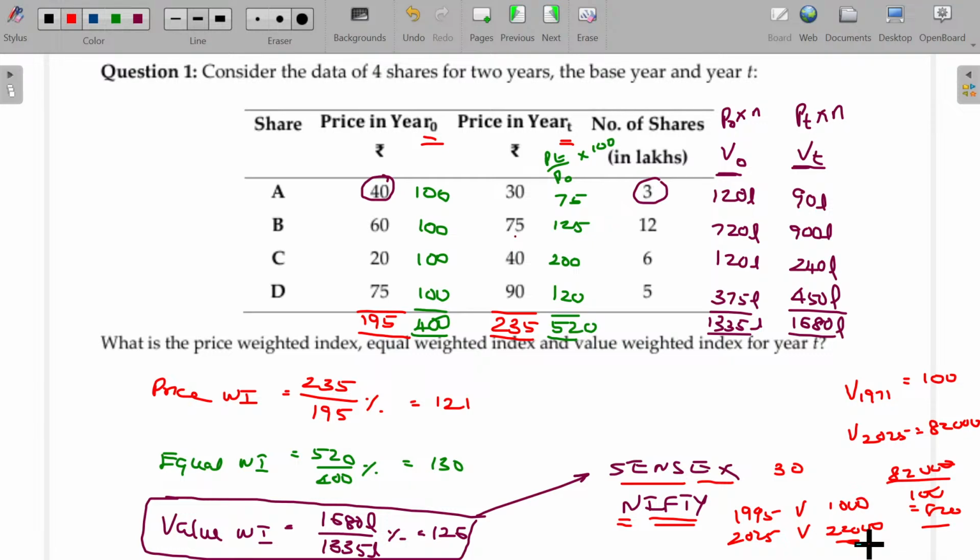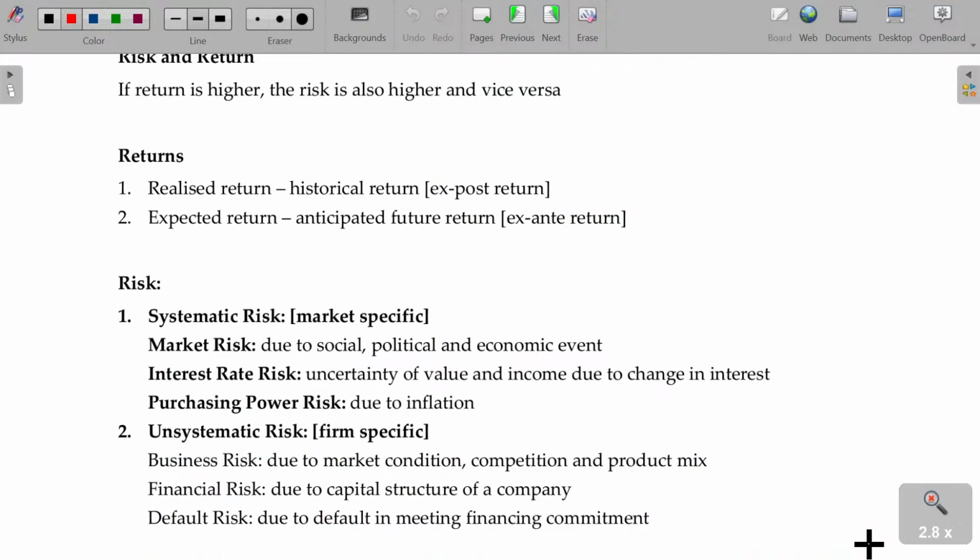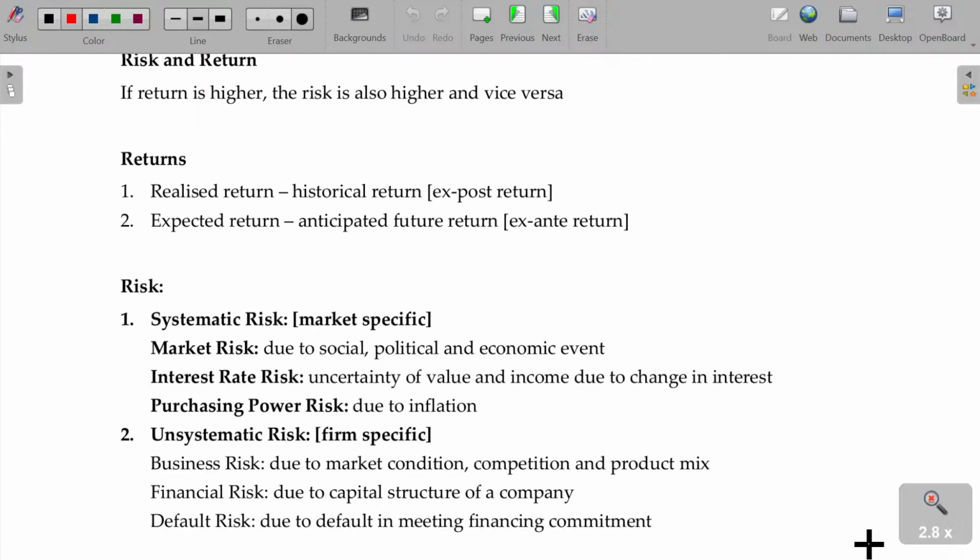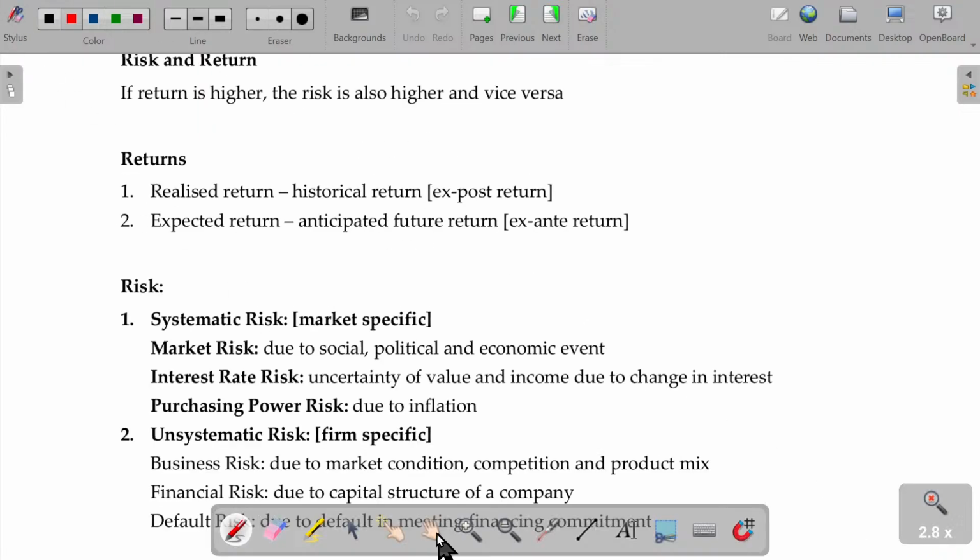The 30 companies in 1971 that are the base for the Sensex calculation are not the same in 2025. Some companies will go out from the 30 companies, and some new companies may come into the list. So in India, we follow the value weighted index for determining the index.